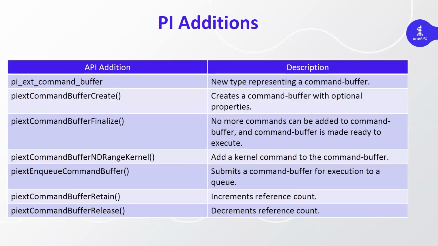So I'm very quickly going to cover the additions and the mapping. We define a new type for a command buffer, create entry points, finalize, and queue. I think the only interesting thing to point out here is that right now the only command you can add to a PI command buffer is a kernel execution command.